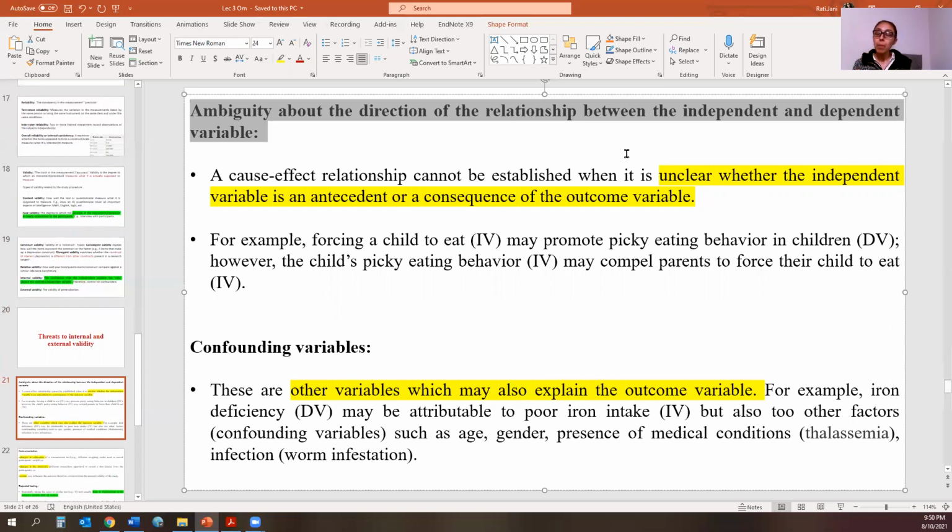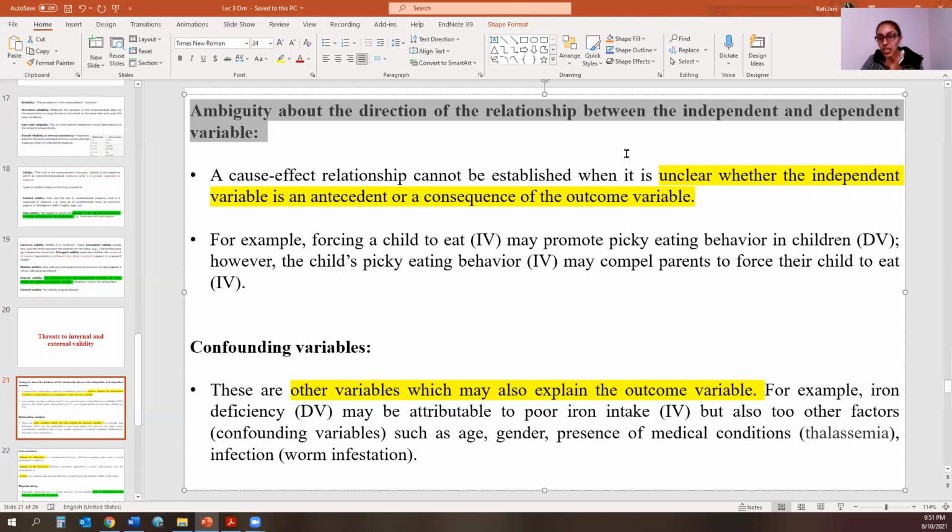So for instance, my PhD thesis long back was looking at children's picky eating behavior and their moms pressurizing them to eat fruits and vegetables. Okay, so now literature has shown that there is a bi-directional relationship between children's picky eating behavior and moms' pressure feeding practices. What is pressure feeding? When you're really pushing food in your child's mouth and you really want them to finish their peas and broccoli and whatever they have on their plate.